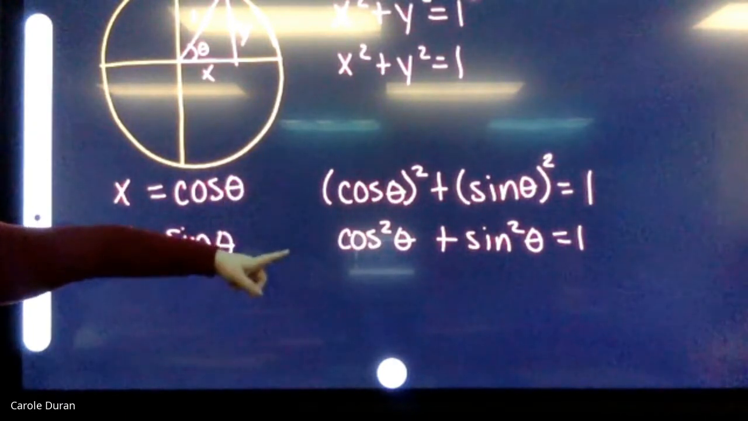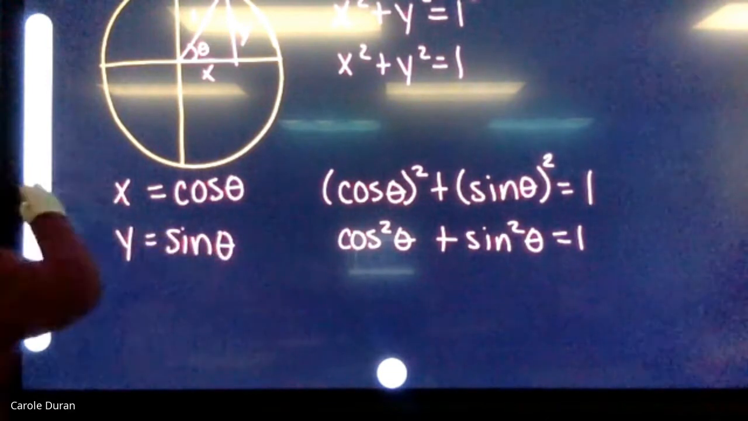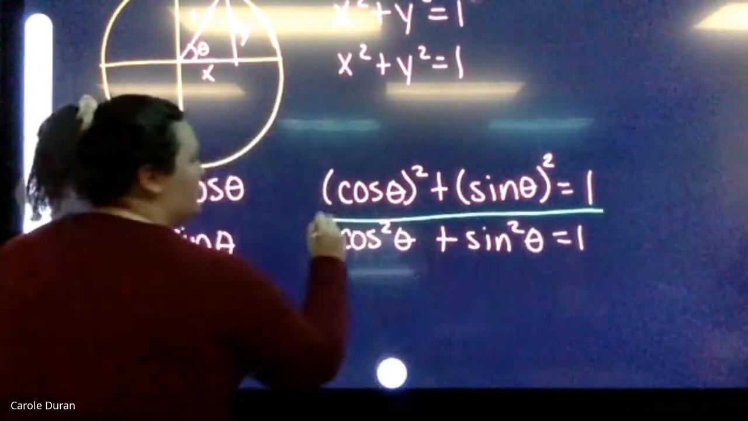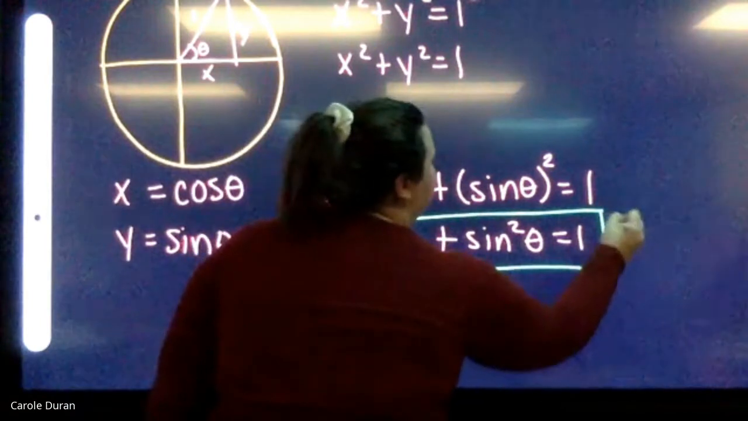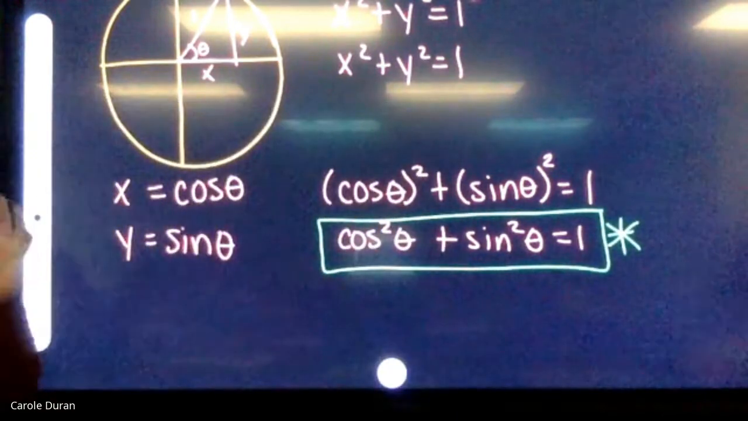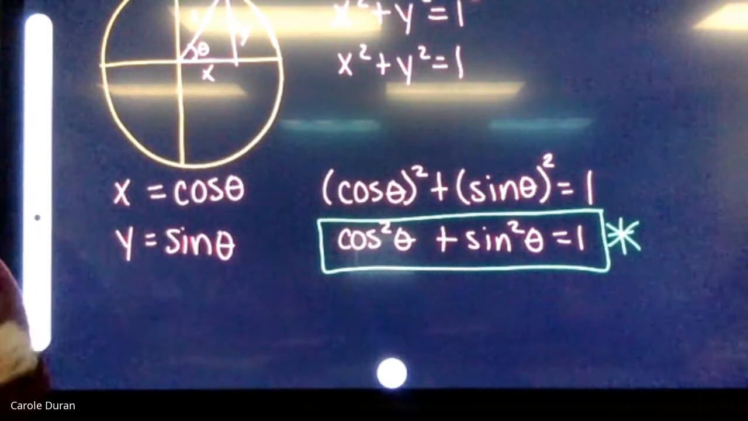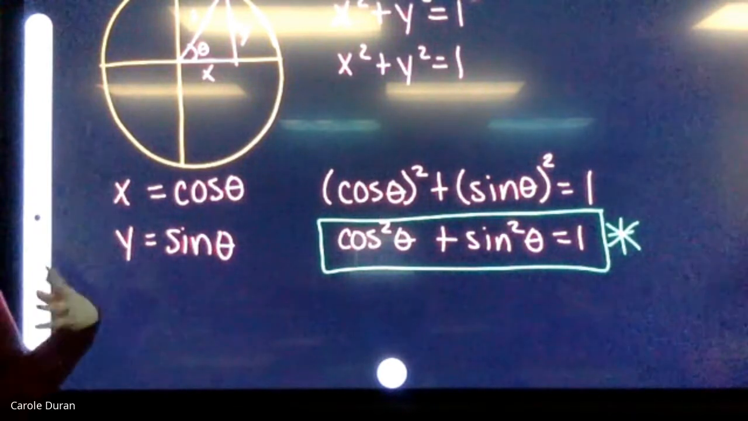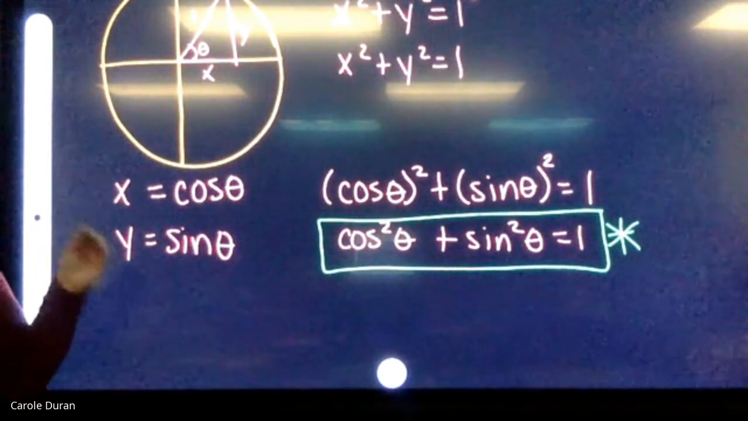This is our first Pythagorean identity. How many do we have? 3. So this is the first Pythagorean identity. You're definitely going to want to square that or box it in or circle it or star it. We're also going to write them again at the end of the notes, but it's not a bad idea to see where it comes from.